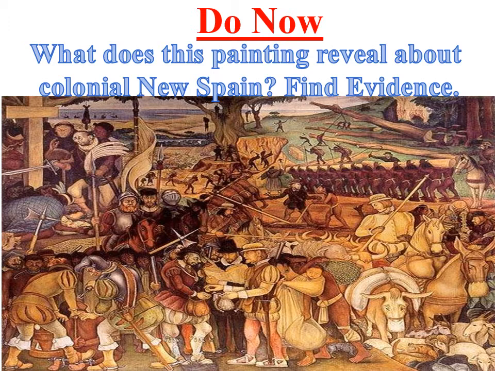So the first thing I want you to do is take some time right now, pause the video, and look at this painting. Look for things that we can point to make claims about colonial New Spain. What things do we see? What traits do we know? What claims might we be able to make based on this painting? Pause it now if you need to.